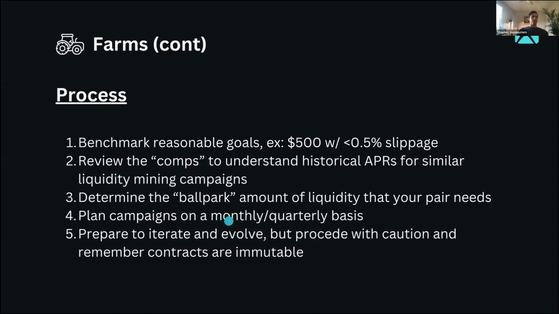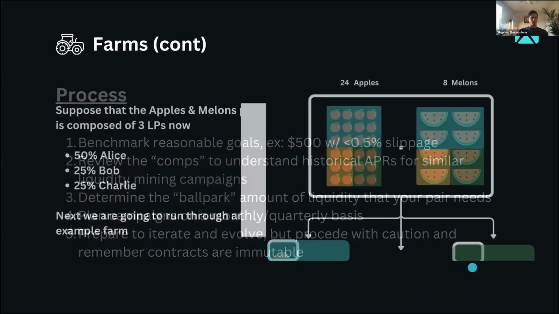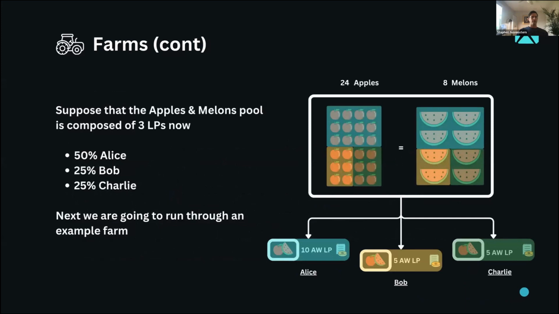So really, the ballpark amount of liquidity that your pair needs is a response to this first question. And you're going to want to plan these campaigns on a monthly or quarterly basis. Definitely anticipate iterating and evolving throughout the process. But once you launch these things, the campaigns are immutable. So it's definitely worth doing the upfront planning. Let's come back to this example here.